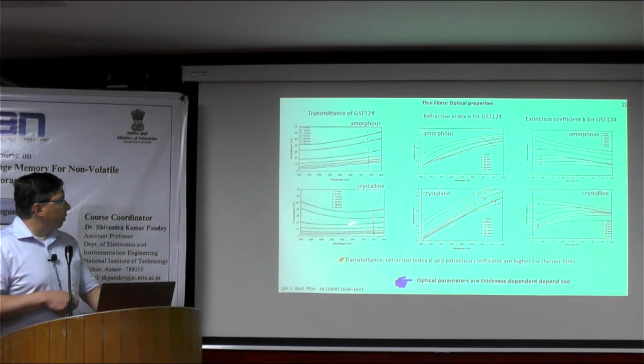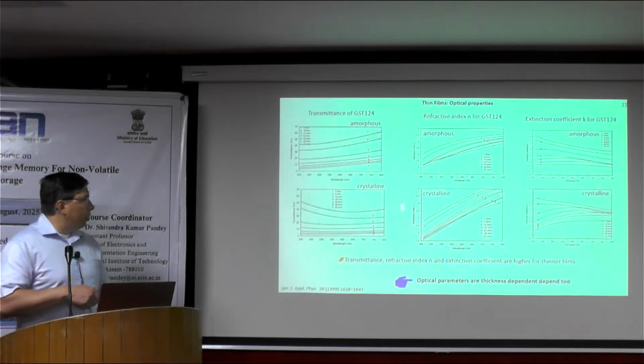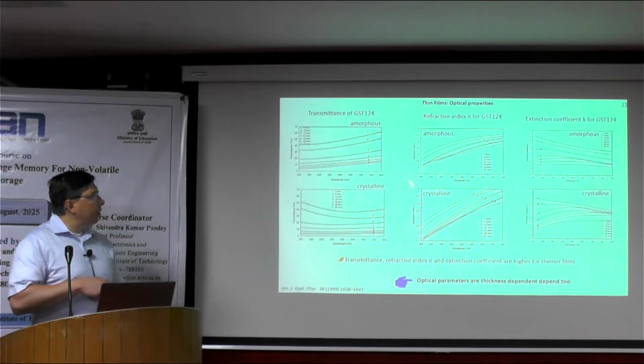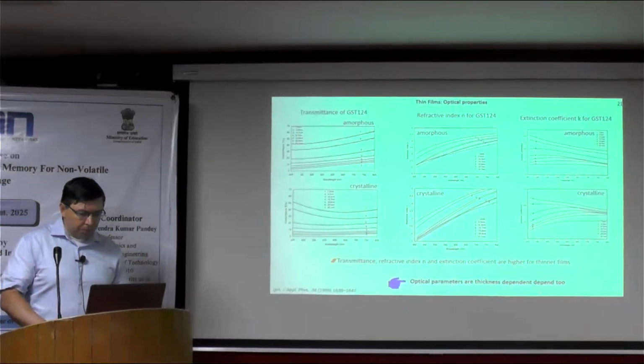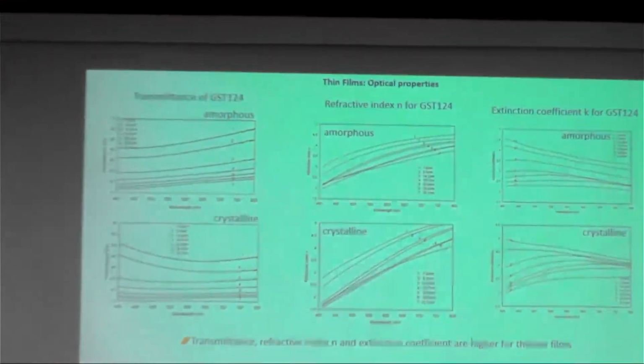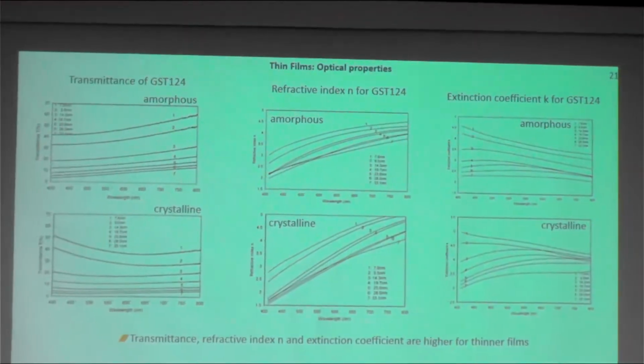The same effect on transmittance is observed for crystalline materials, and also for amorphous. This is the refractive index N, and this is the extinction coefficient K, and all data shows the change of the properties, the increase of the properties with the decrease of the size of the GST thin film. So the optical parameters are thickness dependent too.